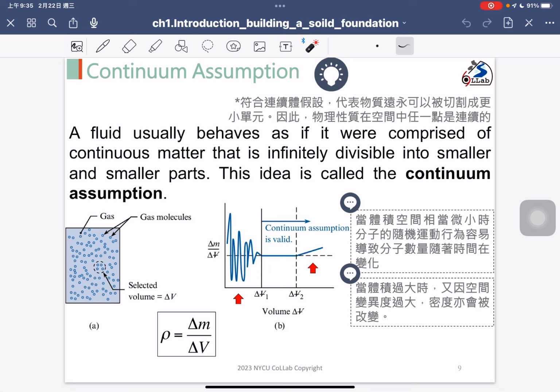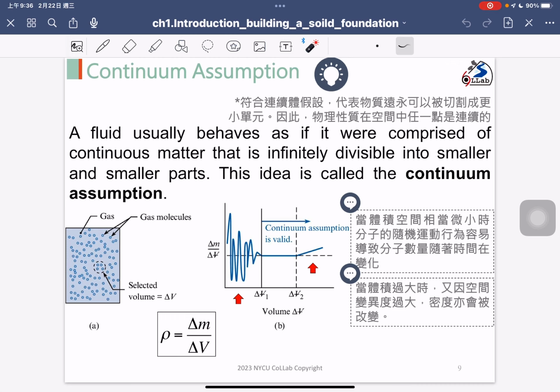Okay? And another important idea I told you before is that we should satisfy the continuum assumption. So this is an example. A fluid usually behaves as if it were continuous matter, that is infinitely divisible into smaller and smaller parts. That's because if I have the pen, I can have half a pen and half of that, but the pen is always the pen. So the physical property of the pen doesn't change, right? Even though I break it, it's still the pen. But in the real case, it's not at all so.